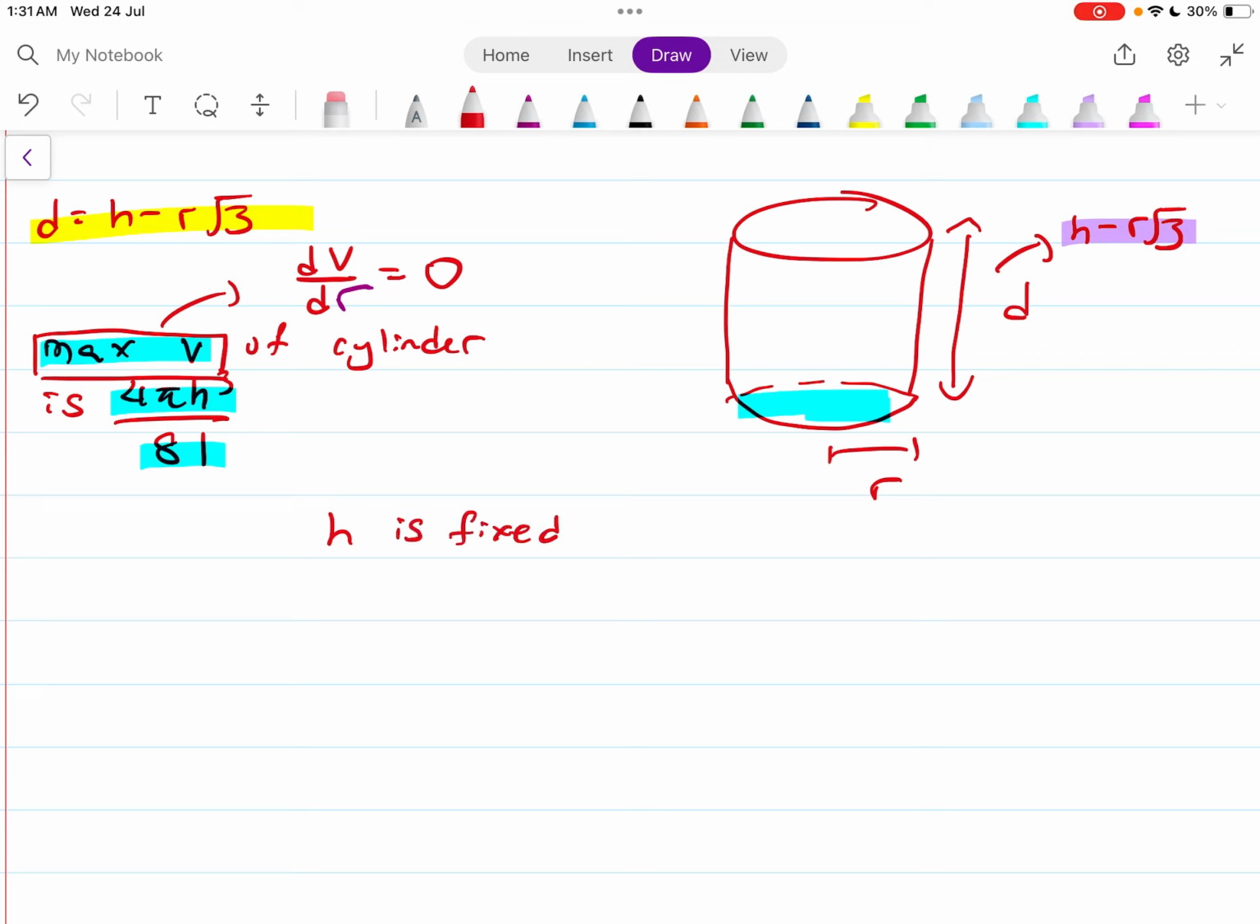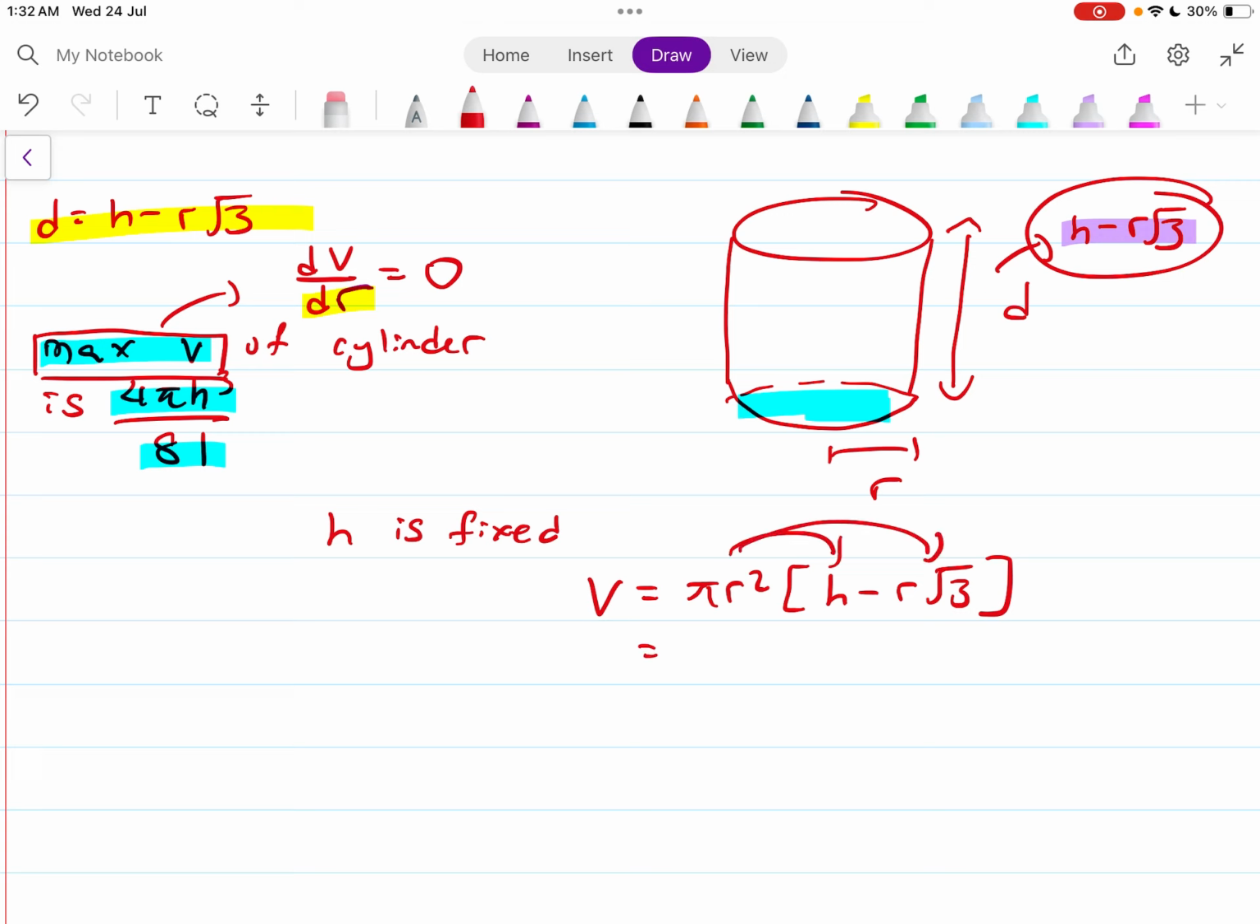That means it's not a variable, so we cannot say dV/dh equal to 0. You must say dV/dr is equal to 0. Okay, with this out of the way, let's do the calculation. Volume is equal to pi r squared times height, and the height I put as h minus r square root 3 in a square bracket. You do the expansion first before you do any differentiation.